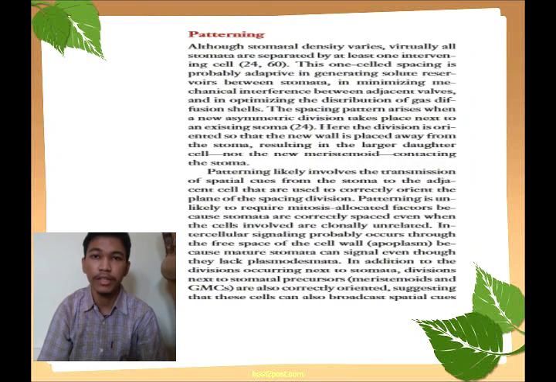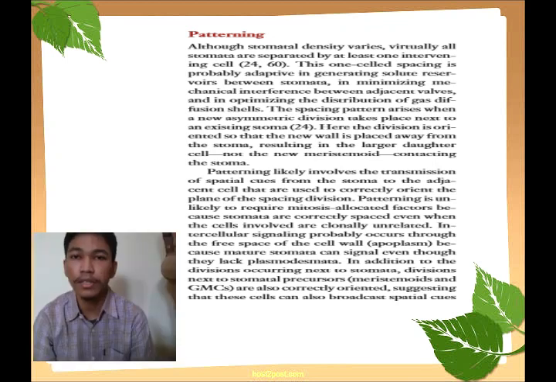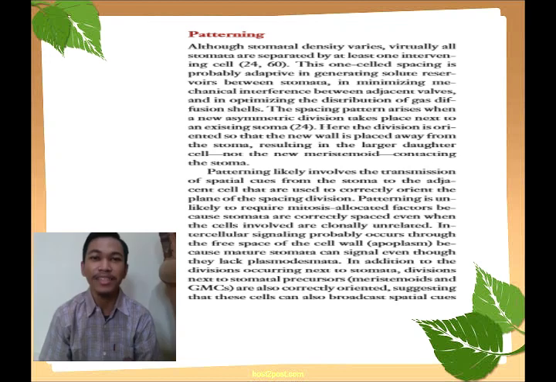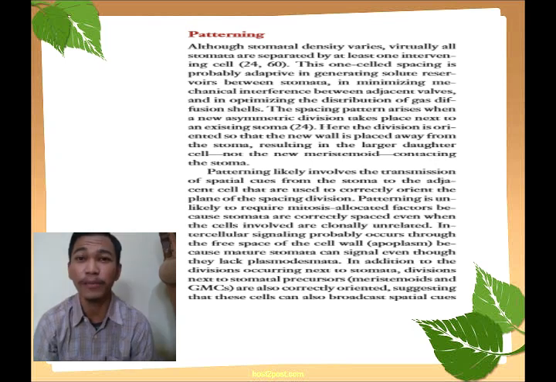And the next question, do stomata have a pattern? Yes, stomata have a pattern. Although stomata density varies, nearly all stomata are separated by at least one intervening cell. The distance of this one cell is probably adaptive in producing a dissolved reservoir between stomata, in minimizing mechanical interference between adjacent valves, and in optimizing the distribution of those division cells. A spacing defect appears when a new asymmetrical division occurs next to an existing stoma.